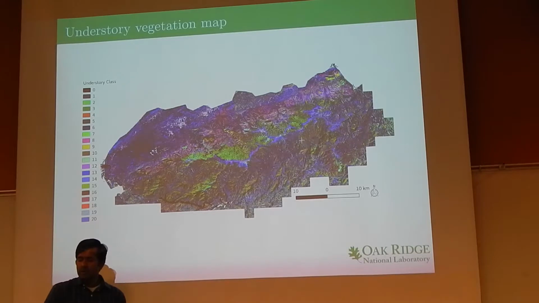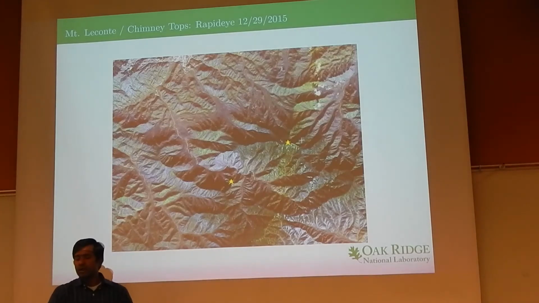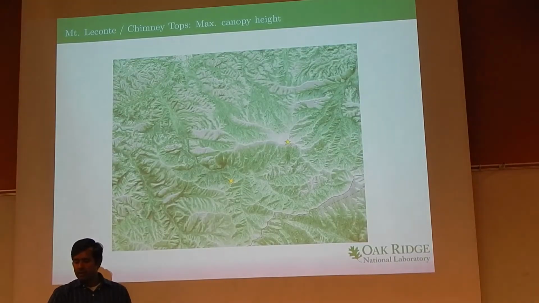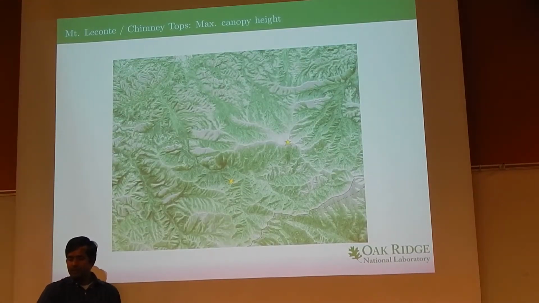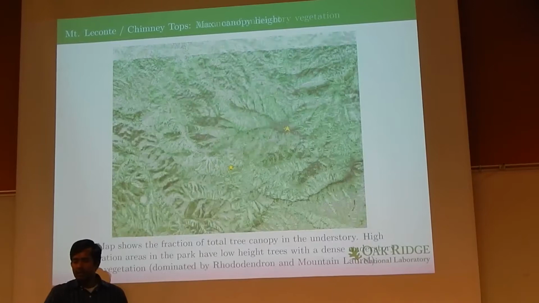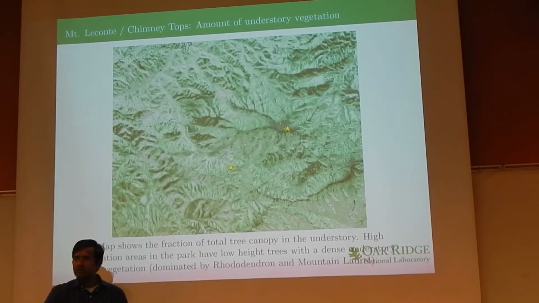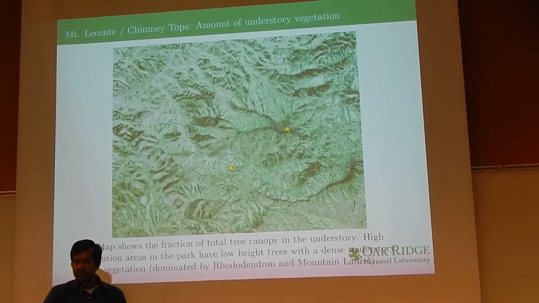And so that's what we wanted to get down to and start to understand, what the understory looks like, what those patterns are. Again, we'll go back to Chimney Tops and Mount LeConte area. And this is just a high resolution RapidEye. As you can see, the maximum canopy height is low, but the understory vegetation, you can start to see the very, very dense understory that we find in some of these regions.